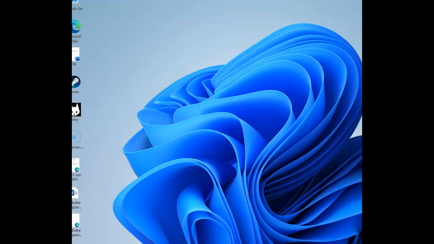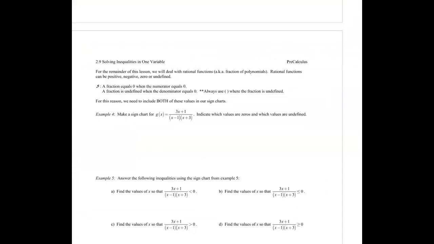Alright, next ones get a little bit tougher. But we're just going to be talking about rational functions, or fractions. Yay, fractions of polynomials. Rational functions can be positive, negative, 0, or undefined. So a fraction equals 0 when the numerator equals 0, and a fraction is undefined when the denominator equals 0. That's why when we divide by 0, it's a bad day. We always use parentheses when a fraction is undefined. For this reason, we need to include both of these values in our sign charts. We use parentheses because one, it's undefined, and two, it can't be included.